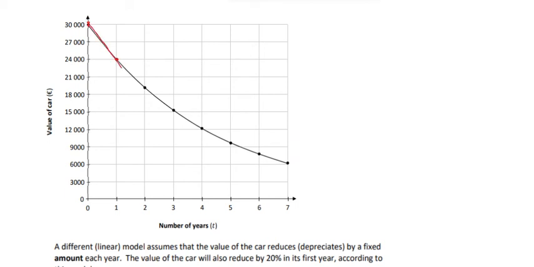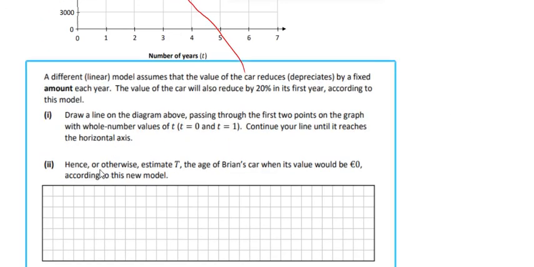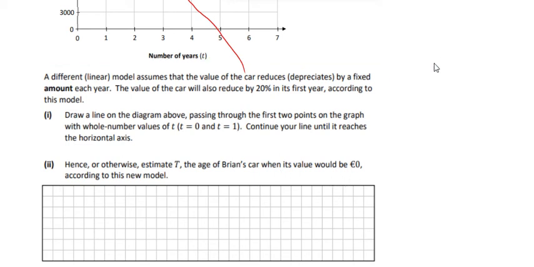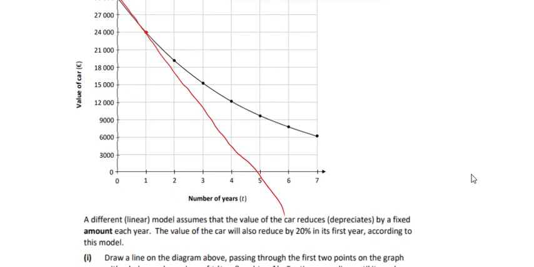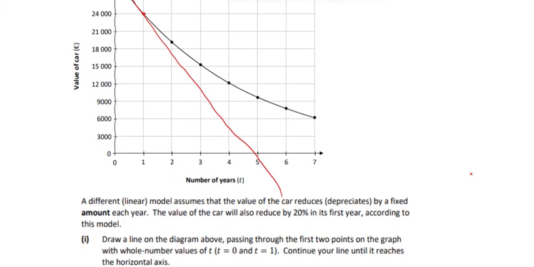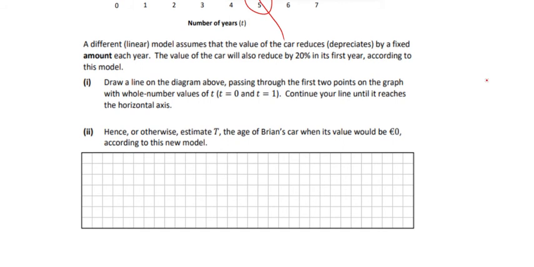So if you draw, you need to use a ruler. Obviously, I'm only doing this roughly. So I'm getting close to 5 there, I think. Hence or otherwise estimate T, the age of Brian's car, when its value would be €0. So when it's €0, it's where it crosses the line here. So it's 5. So it's after 5 years.